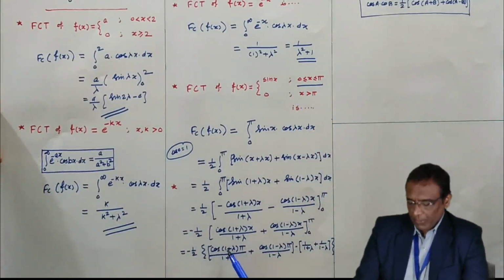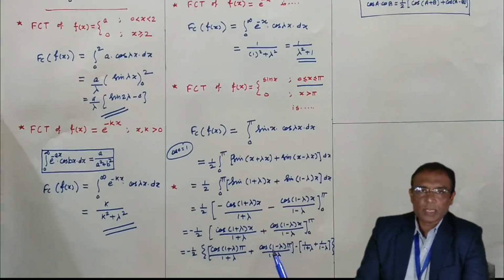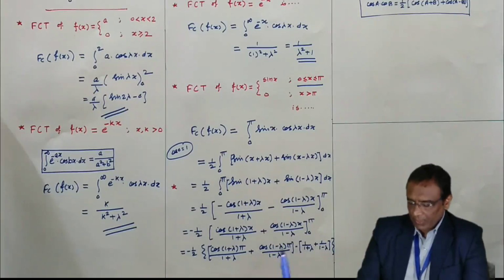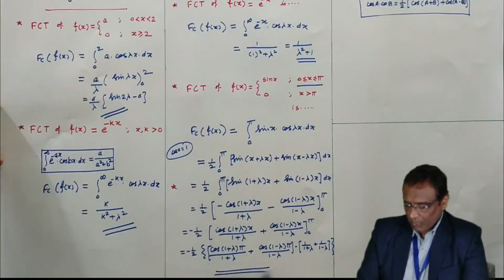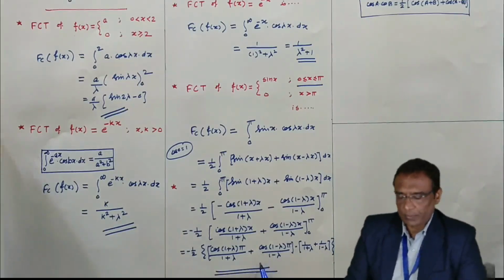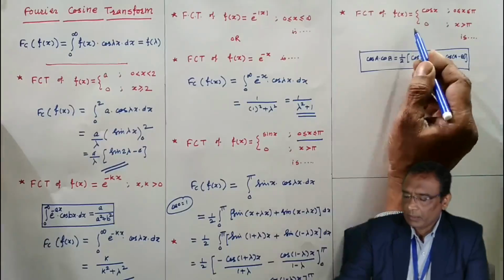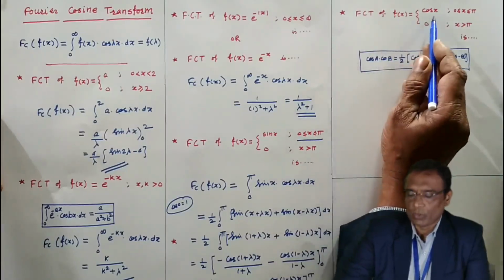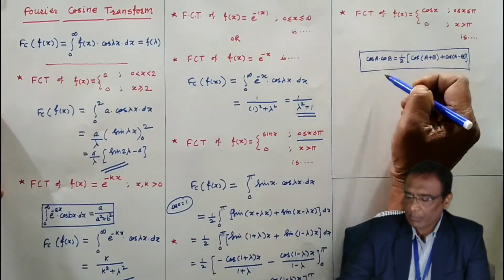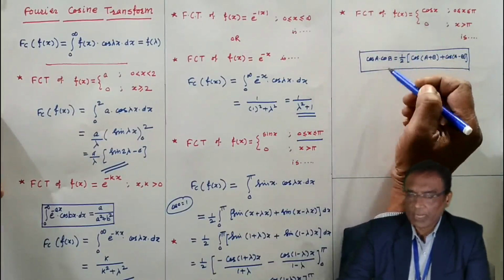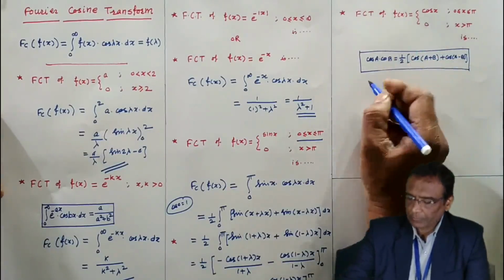Cos of pi plus theta is minus cos theta. Cos of pi minus theta is again minus cos theta. In that way you can solve it for 2 more steps, but those steps are for you. Now the Fourier cosine transform of cos x. Only 2 steps I am initiating, and the rest of the part will be for you.